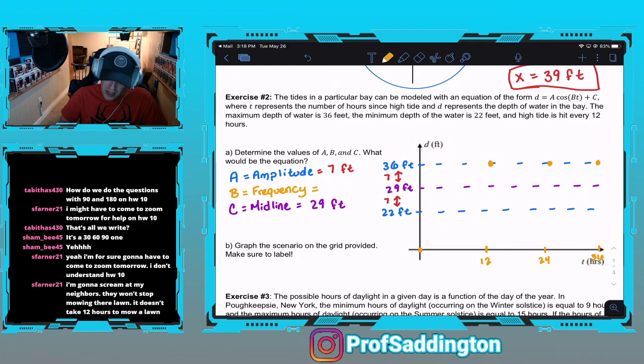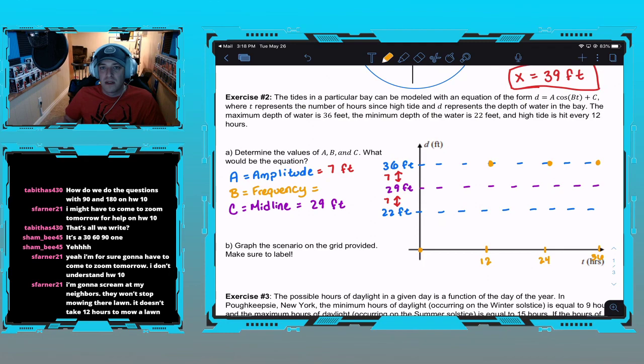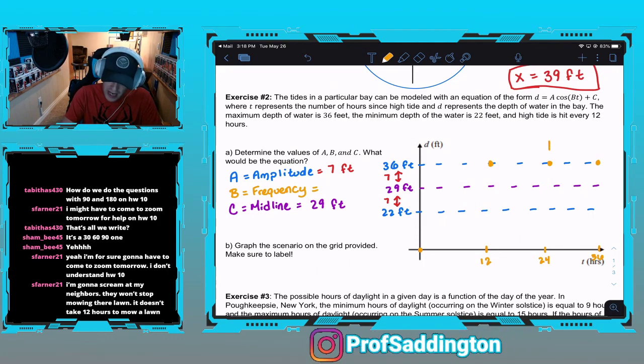So I know at all of those marks, I have to be at the highest point. Now, it says that it wants to know the frequency. Well, if we're saying that it hits high tide every 12 hours, think of how many hours there are in a day. Really, we only have to graph this all the way to 24. 24 is going to be the end mark because it's a 1-day period.